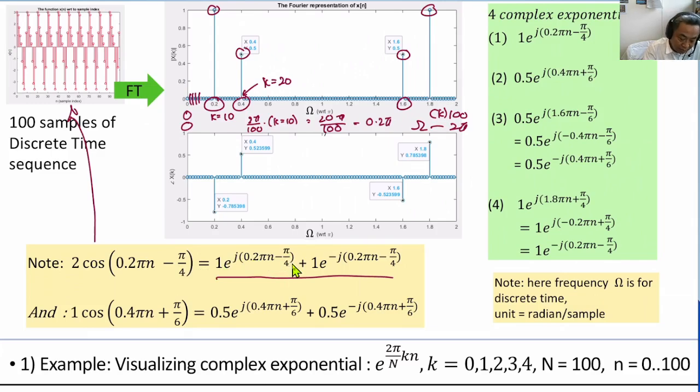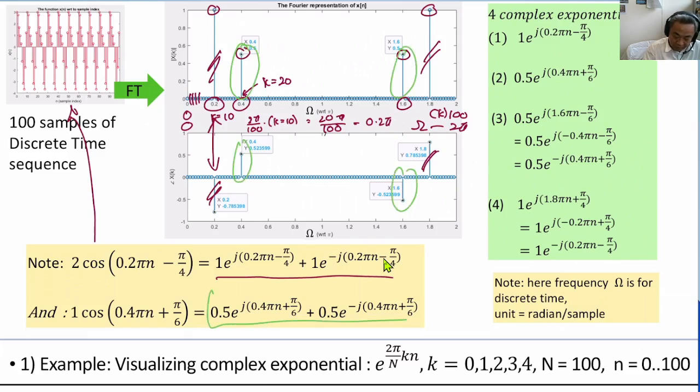What is this? Exactly this signal over here. This is 0.2 pi with amplitude 1. This is omega 0.2 pi with a phase of minus 0.785. What is minus 0.785? It is minus pi over 4. There's a negative sign here, so it goes below. So now you realize that this pair is representing this, and what about the other pair? This pair is representing this.